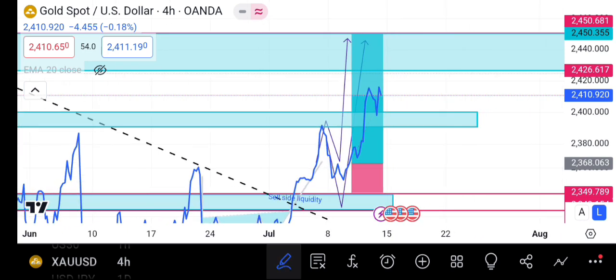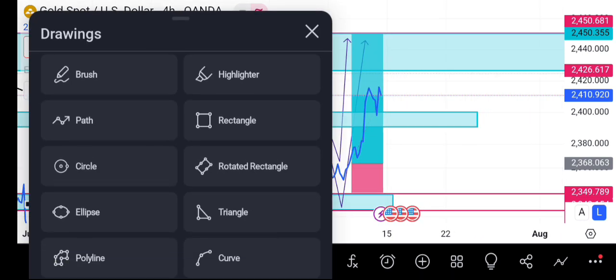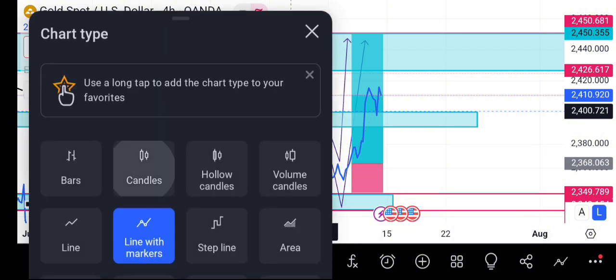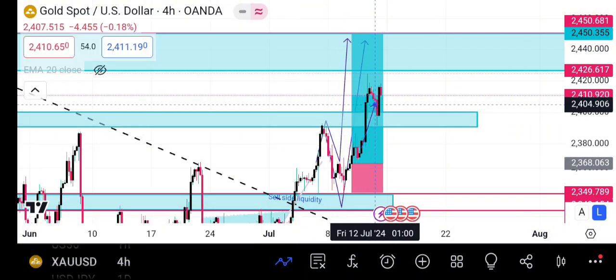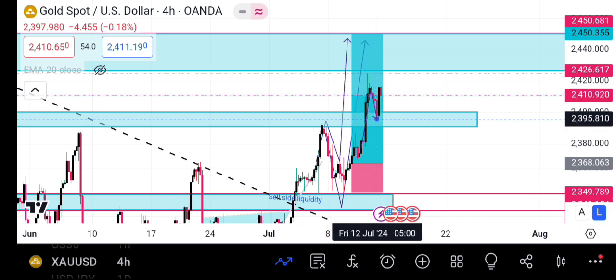Price is currently done retesting. That's what I'm saying. Price is done retesting. That's what I'm saying.